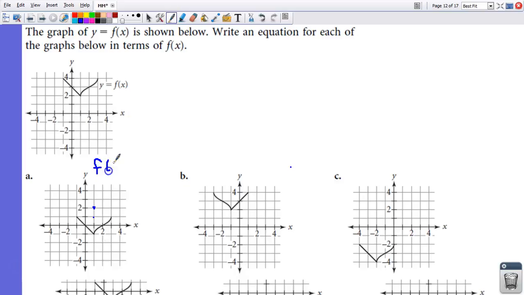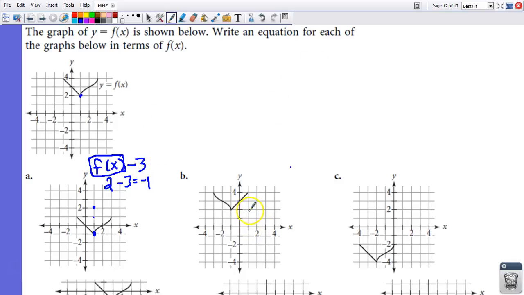So f of x, and then on the outside, we put minus 3. And that means it moves up and down if it's on the outside of this function, okay? This is our output, so this is our y value. Our original y value was positive 2, right? And then our new y value is negative 1. So if we took that positive 2 and subtracted 3, our answer would be negative 1. But the way you actually write it is f of x minus 3. The x is inside the parentheses, and the minus 3 is on the outside of the parentheses.